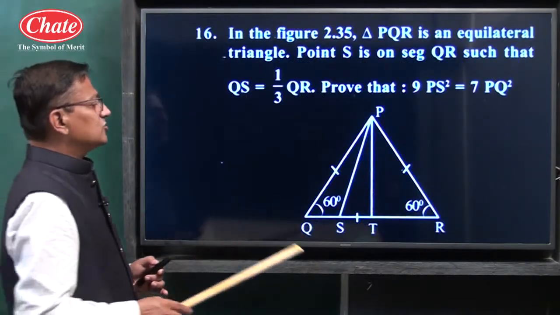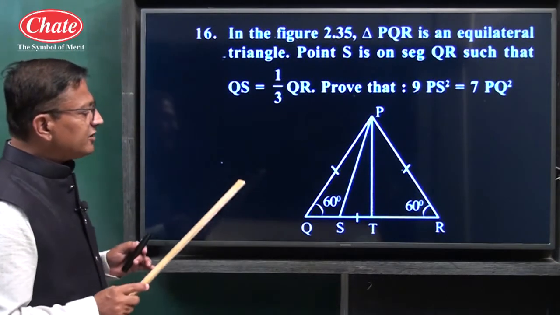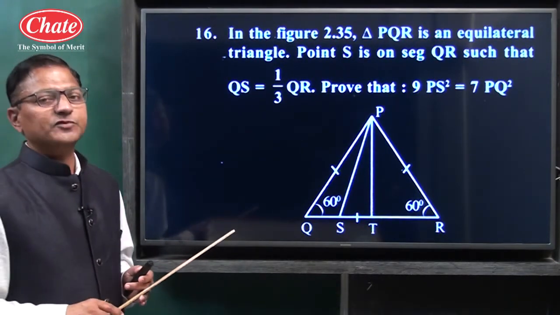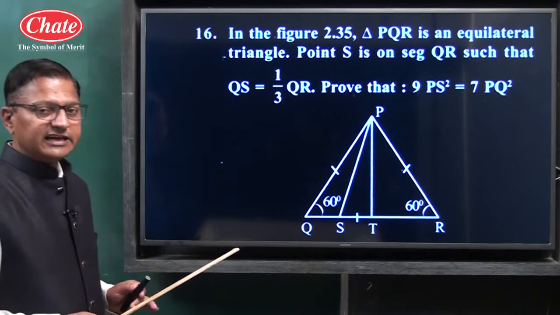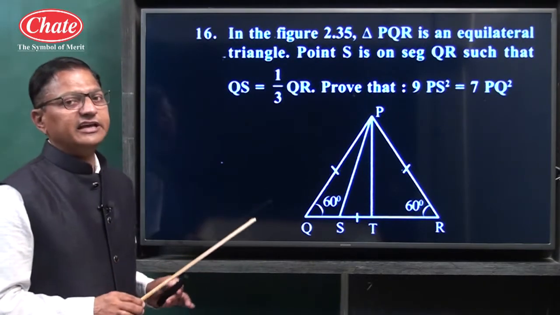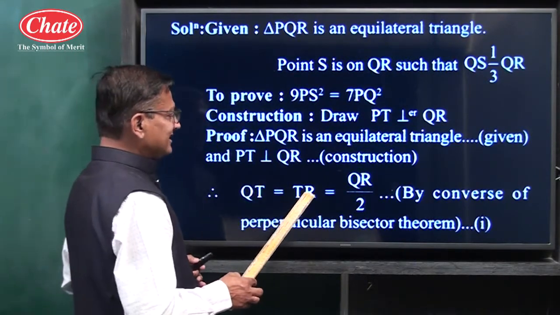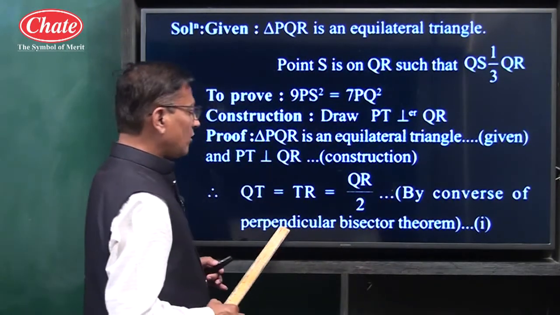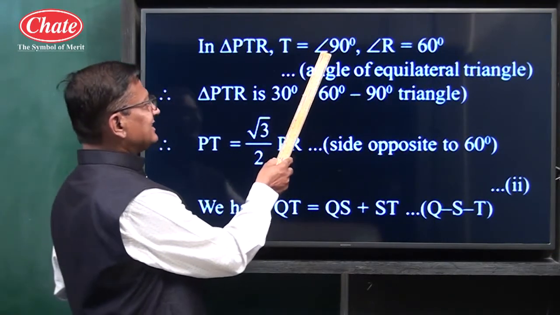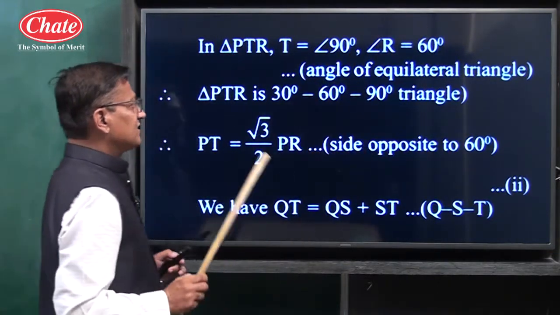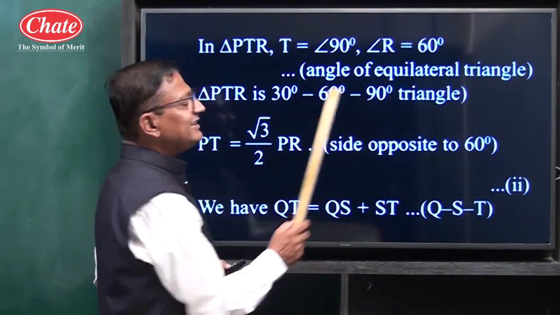Here construction, draw PT perpendicular QR. If we draw PT perpendicular QR, then here T is the midpoint of QR. We should know this because this is the property of equilateral triangle. After this, QT is equal to TR is equal to QR by 2 by converse of perpendicular bisector theorem. In triangle PTR, angle T 90 degree, angle R 60 degree. So triangle PTR is 30, 60, 90 degree triangle.